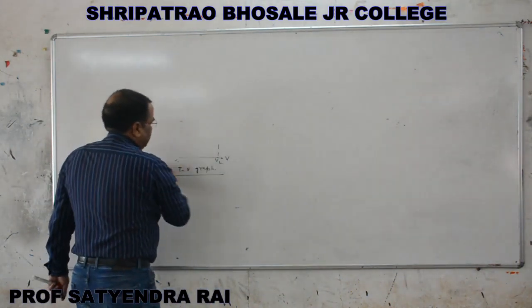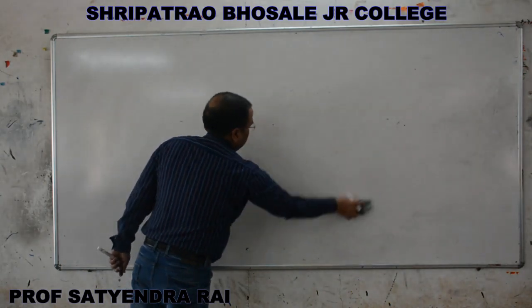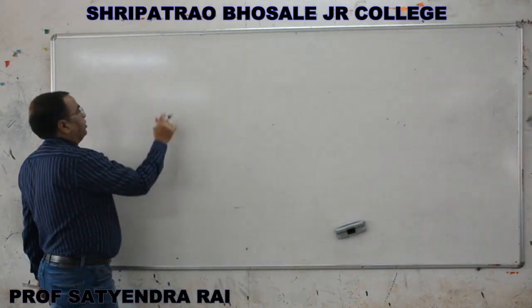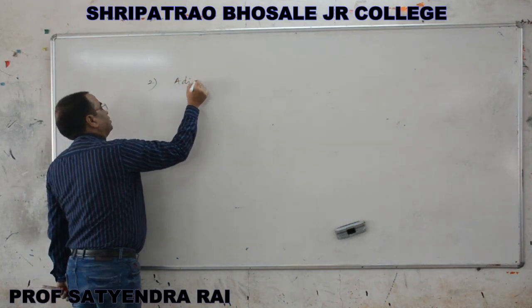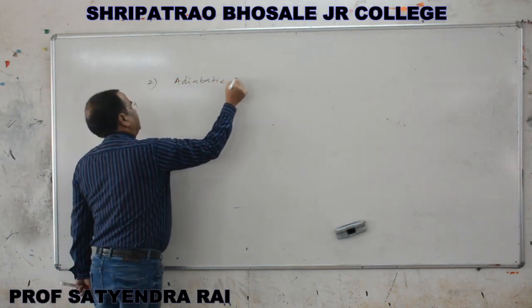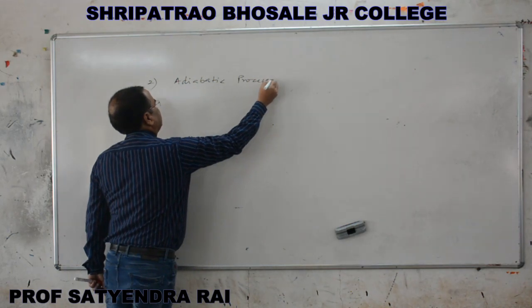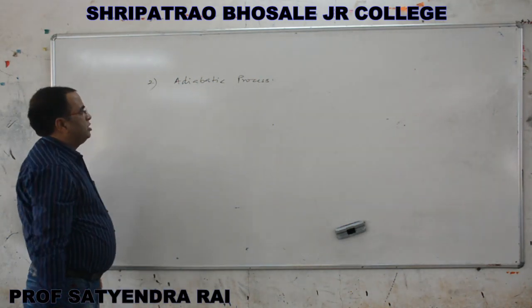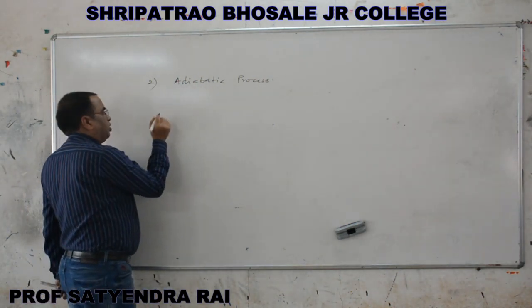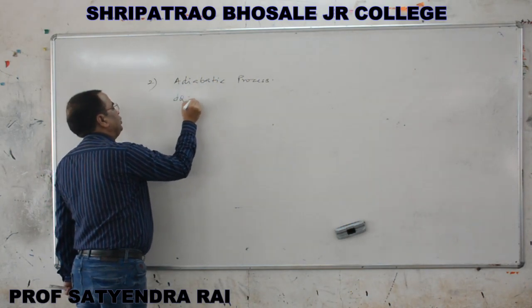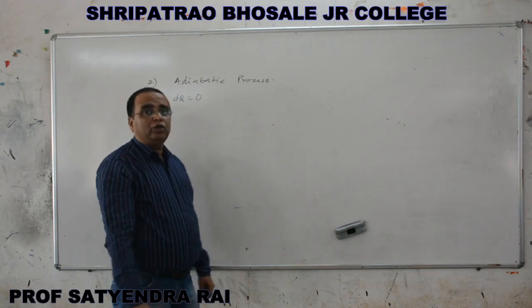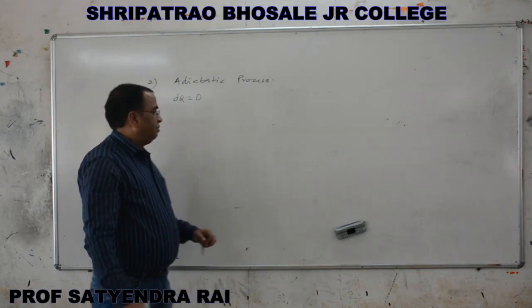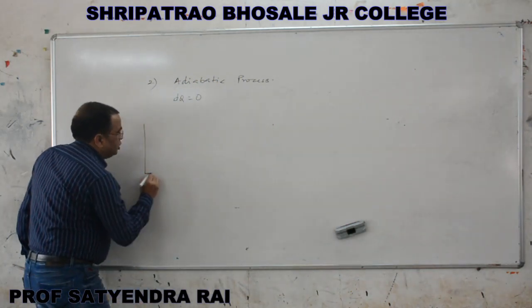Okay. The next thermodynamic process is the adiabatic process, in which dQ is 0, that means heat is neither absorbed nor released. That means realization can be done in this way.